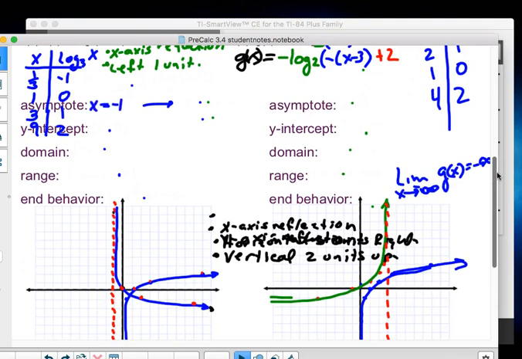Now, with that said, asymptote, x equals -1. Y-intercept was 0, 0, so was the x-intercept. Life was good. Domain, -1 to infinity. Range, -infinity to infinity. And end behavior. Are we doing okay? No surprises. Okay, next problem.